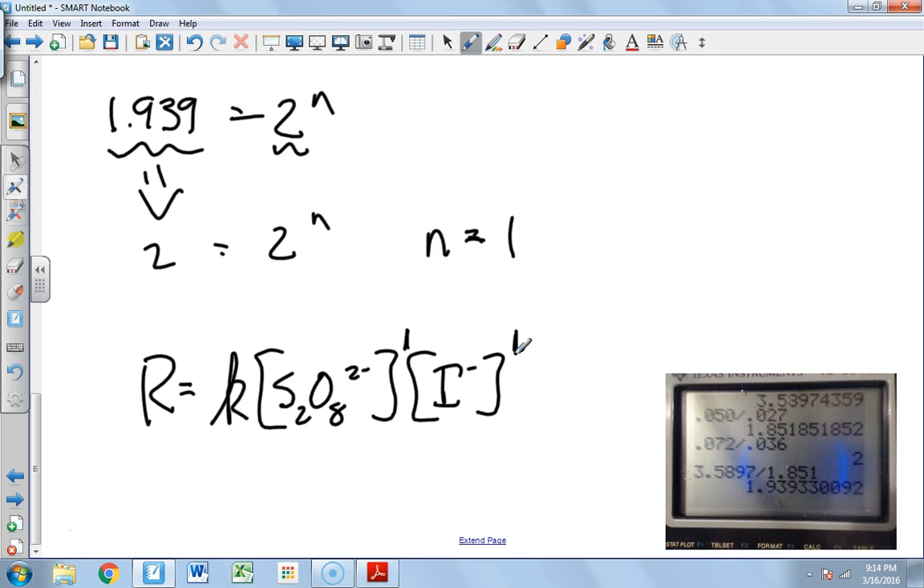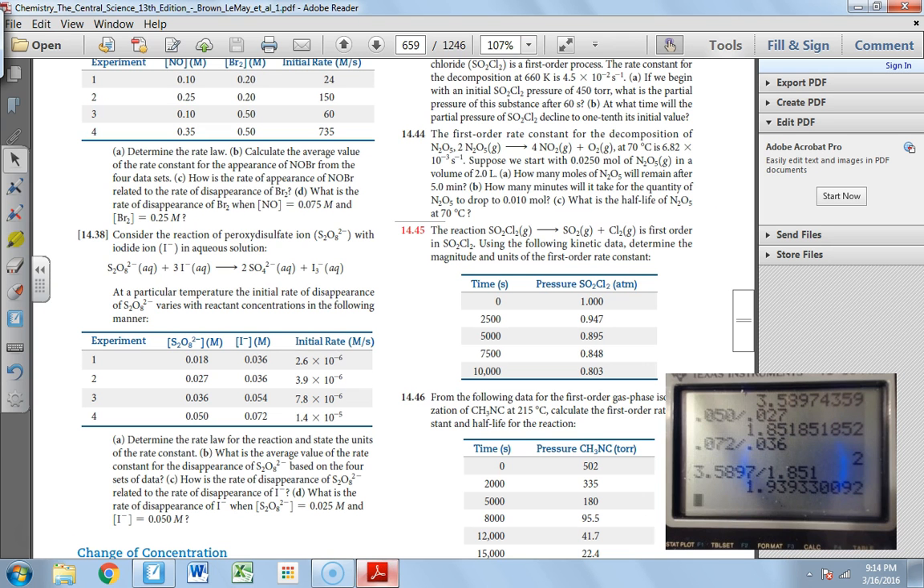So that, I hope, shows you how to calculate the rate law without having one of the reactants cancel out. So that was question number 38. Okay, great.